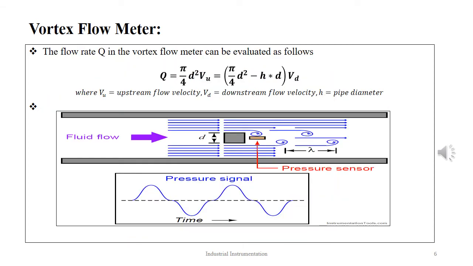The flow rate in a vortex flow meter Q is given as Q equal to pi by 4 d square Vu, or equal to pi by 4 (d square minus hd) into Vd, where Vu is the upstream flow velocity, Vd is the downstream flow velocity, h is the pipe diameter and small d is the bob diameter.